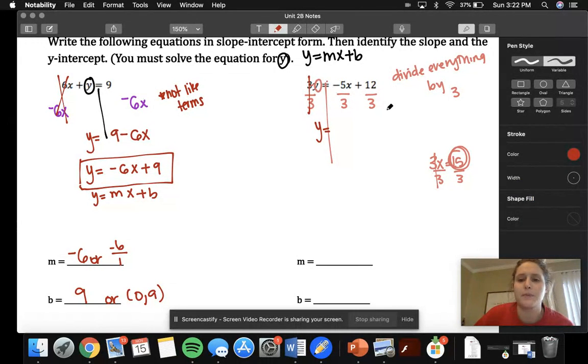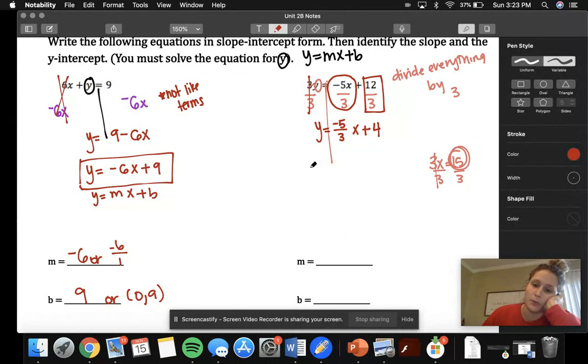-5x divided by 3. That's not a whole number, but I want us to remember that this is our slope, our rate, our ratio. So I'm going to just write -5 to 3. If we could simplify it, which we will in the next couple problems, we would. But this is our slope. This is a ratio. It's just a division problem, which is the definition of a ratio. And so we can just rewrite it as -5 to 3. Then we have 12 over 3, 12 divided by 3, which is 4.